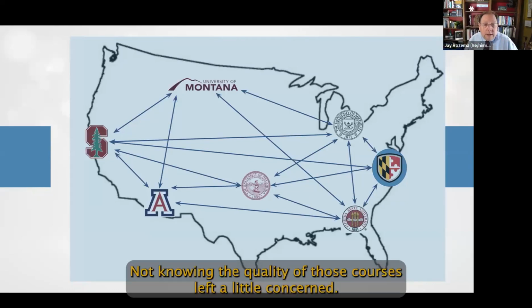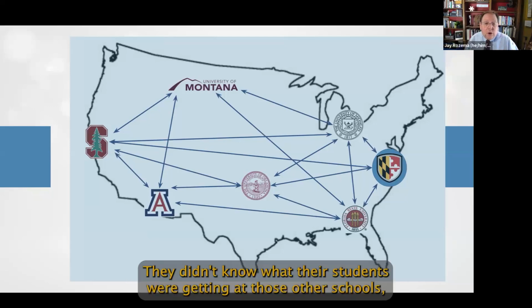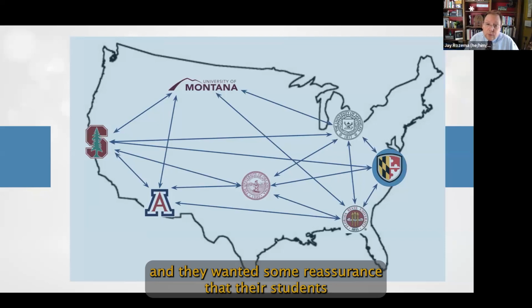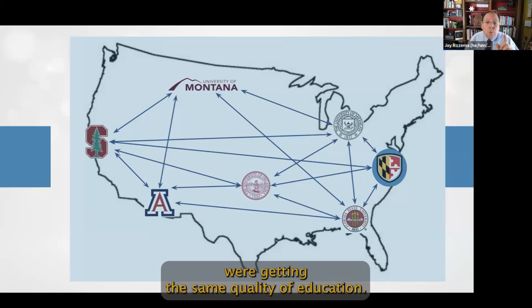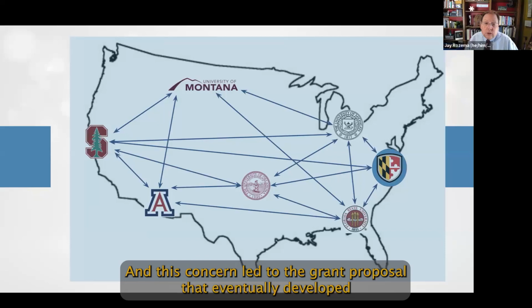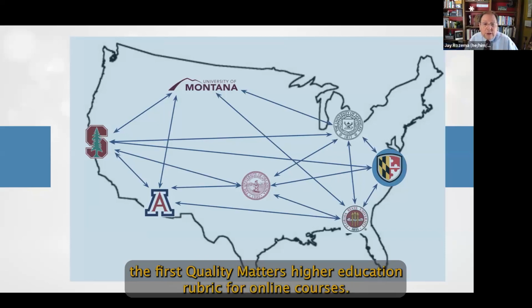Not knowing the quality of those courses left a little concern. They didn't know what their students were getting at those other schools, and they wanted some reassurance that their students were getting the same quality of education. This concern led to the grant proposal that eventually developed the first Quality Matters higher education rubric for online courses.